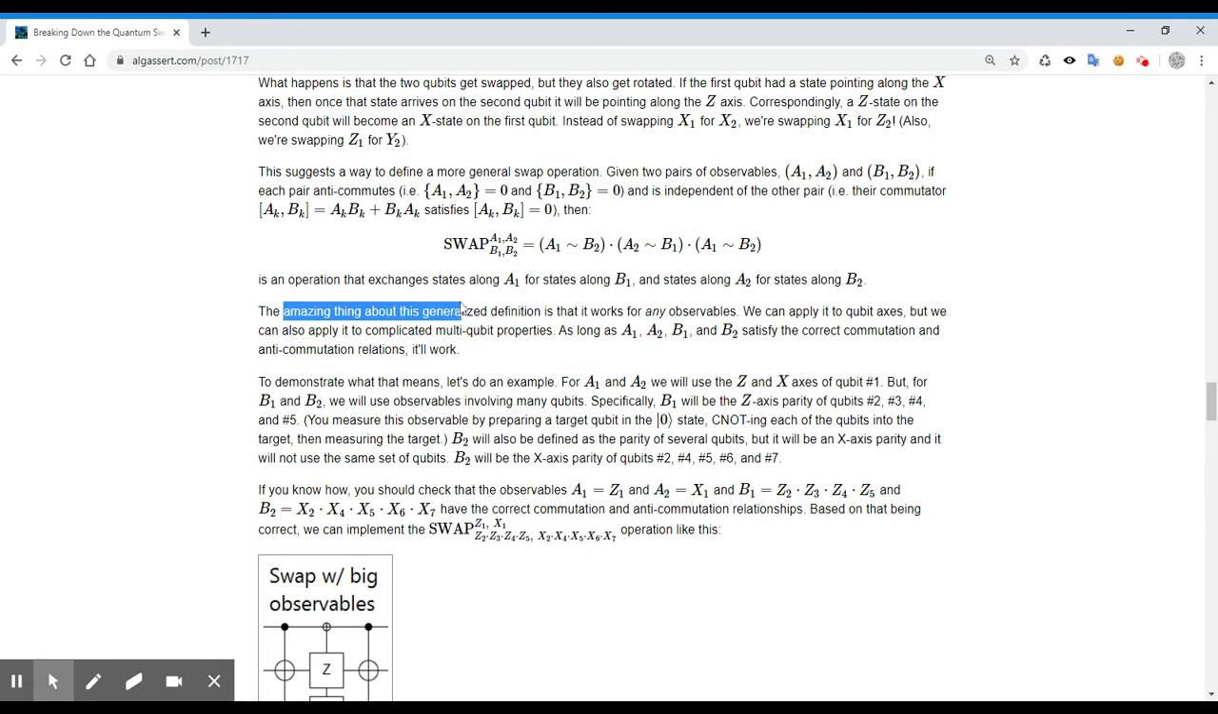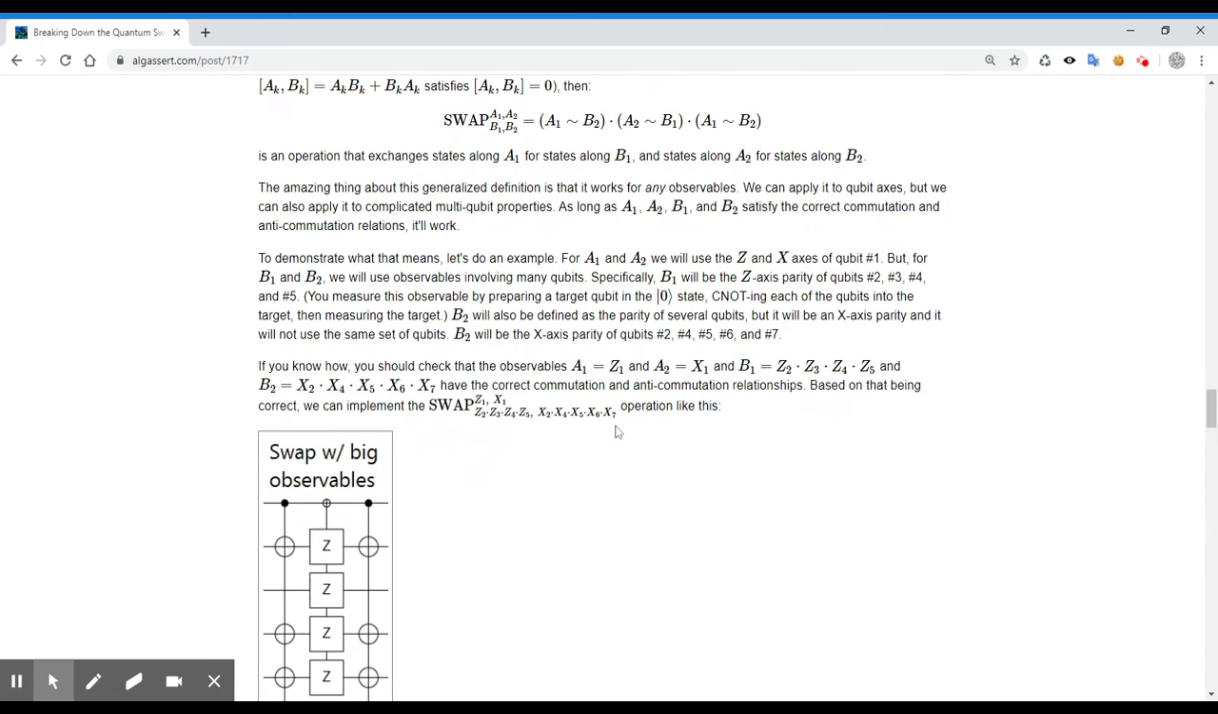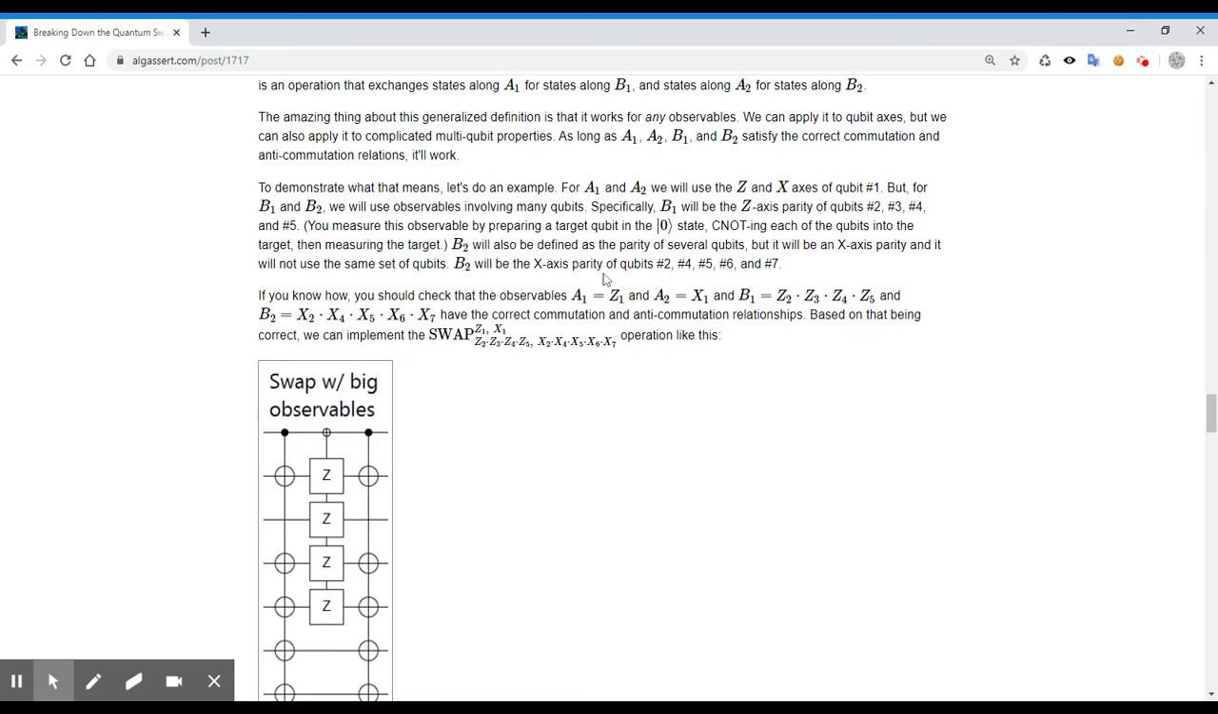The amazing thing about this generalized definition is that it works for any observables. We can apply it to qubit axes, but we can also apply it to complicated multi-qubit properties. As long as A1, A2, B1, and B2 satisfy the correct commutation and anticommutation relationships, it will work. To demonstrate what that means, let's do an example. For A1 and A2, we will use the Z and X axis for qubit 1, but for B1 and B2, we'll use observables involving many qubits. Specifically, B1 will be the z-axis parity of qubits.